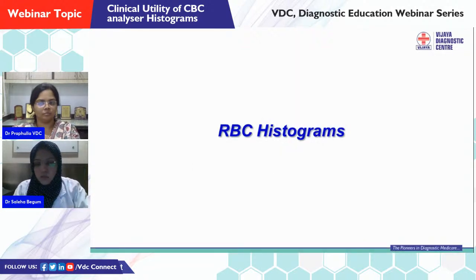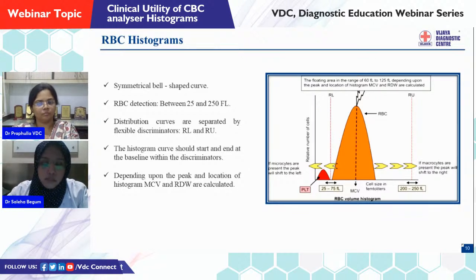Coming to RBC histograms, the RBC histogram is a Gaussian curve, which is a symmetrical bell-shaped curve, where the discriminators are set between 25 to 250 femtoliters. That is the detection range of RBC size. The lower discriminator is flexible and is set at 25 to 75 femtoliters, and the upper discriminator is set at 200 to 250 femtoliters. The RBC graph should fall within these two discriminators, where the peak of the RBC graph corresponds to the mean corpuscular volume.